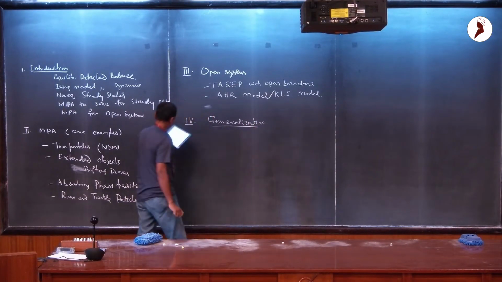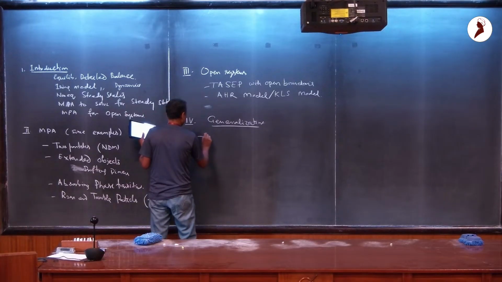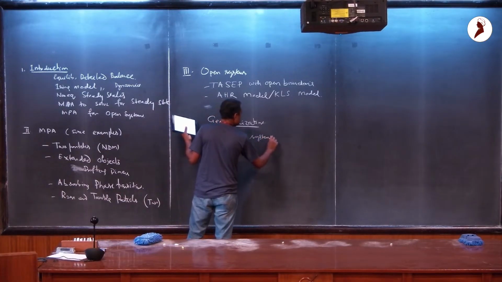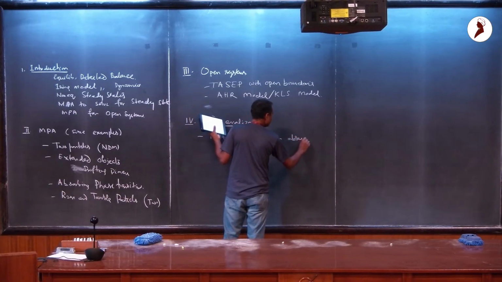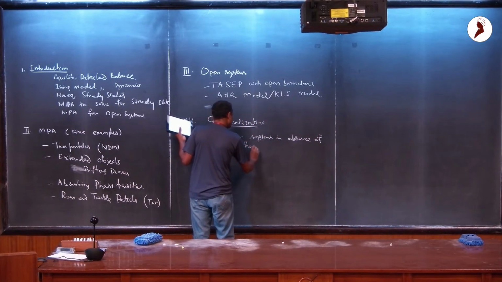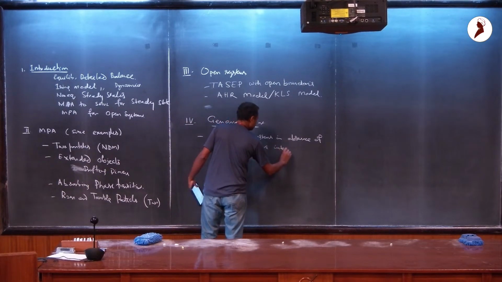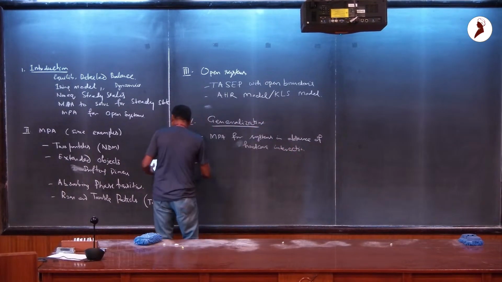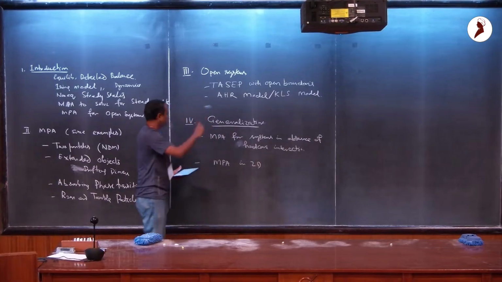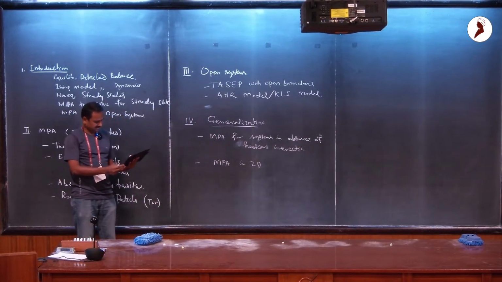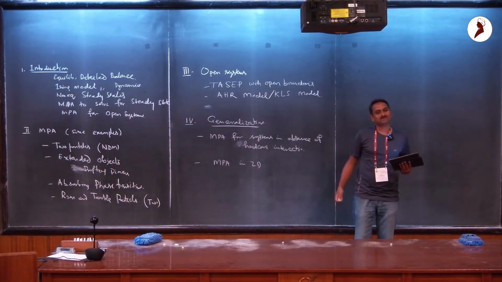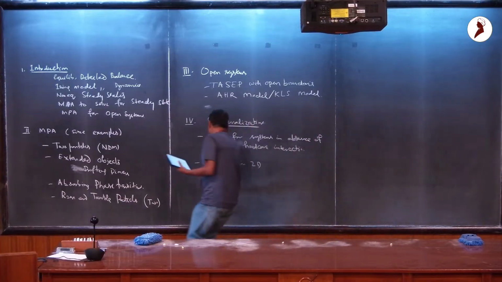Okay, so generalizations, in which I will discuss matrix product ansatz for systems in the absence of hardcore interactions. And then the second example is the matrix product ansatz in 2D. Okay, so these are the two things we talk about. And then the topic of this is other methods of solutions. Okay, other methods.